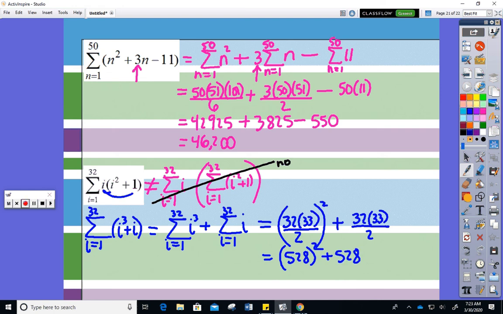And so when I do that on my calculator, I'm getting 279,042.